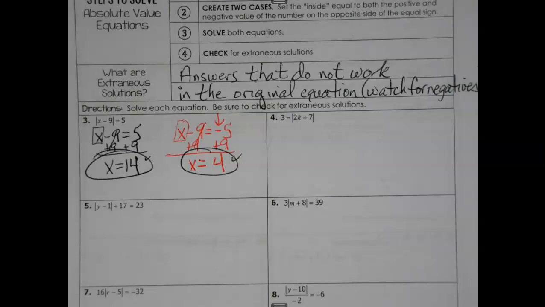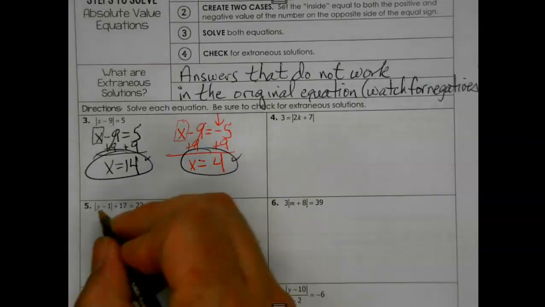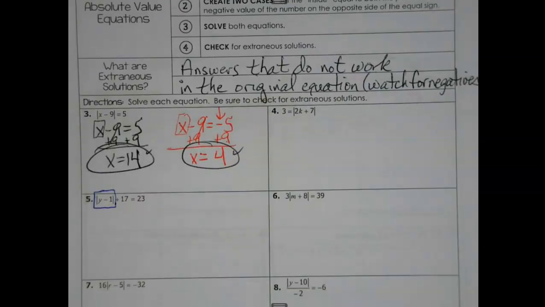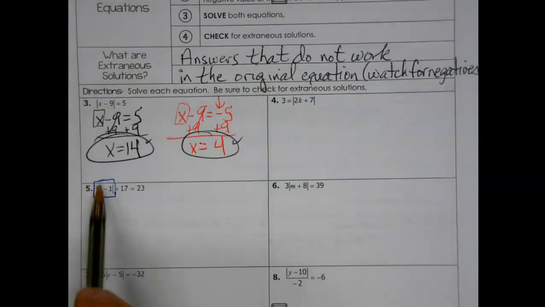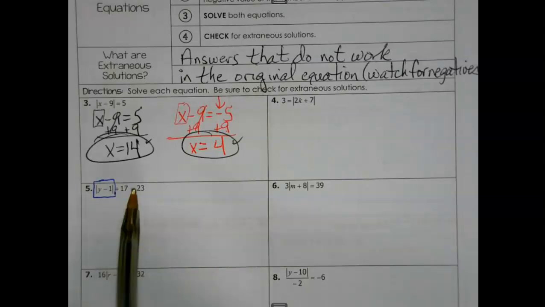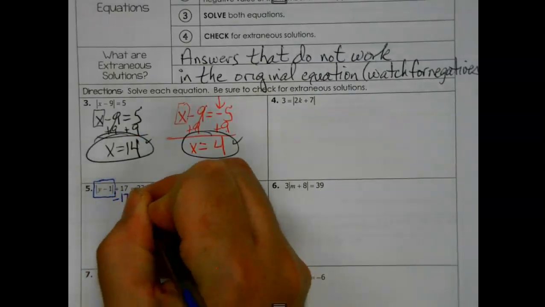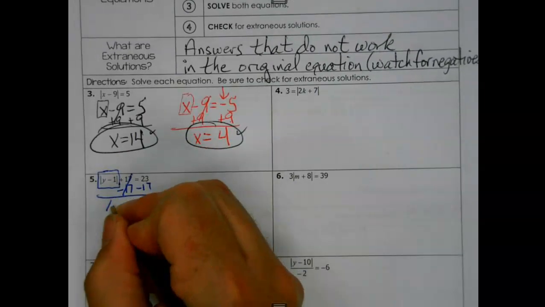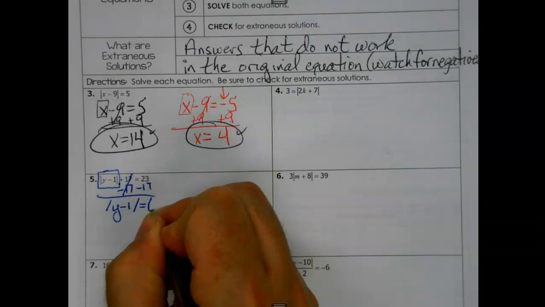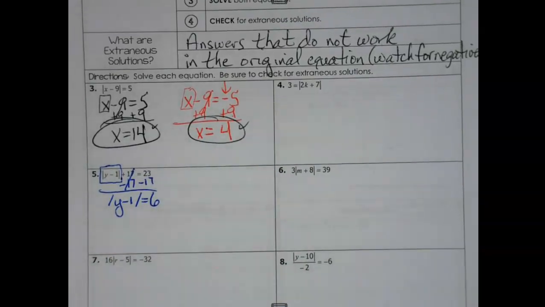So let's see here. Let's play. I'm going to move around a little bit because I want to make sure we're touching on everything. So let's try out number 5 below here. Now this time, we do get to do the first step because this isn't isolated yet. There's a plus 17 over here with it. So we're going to get that out of the way first. And once that absolute value is by itself, it's isolated. Now I'm ready to split it into two.